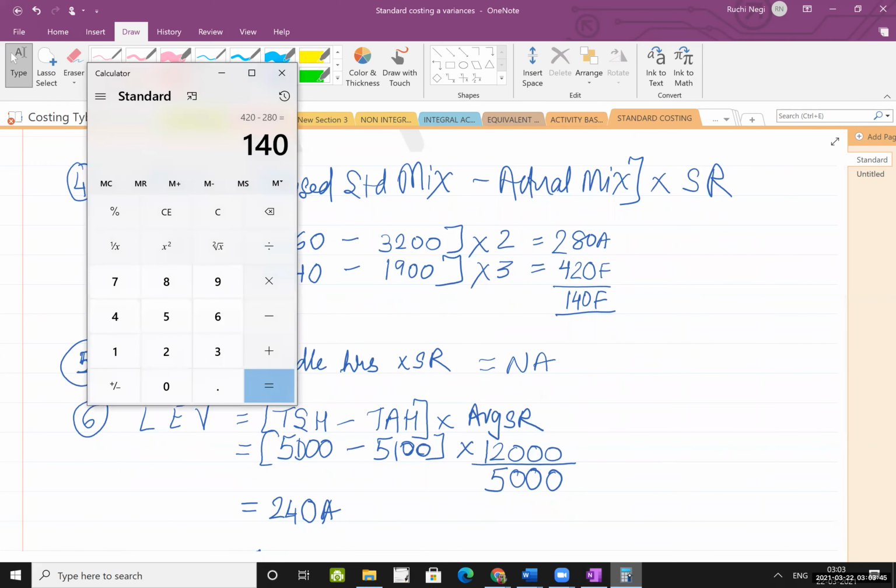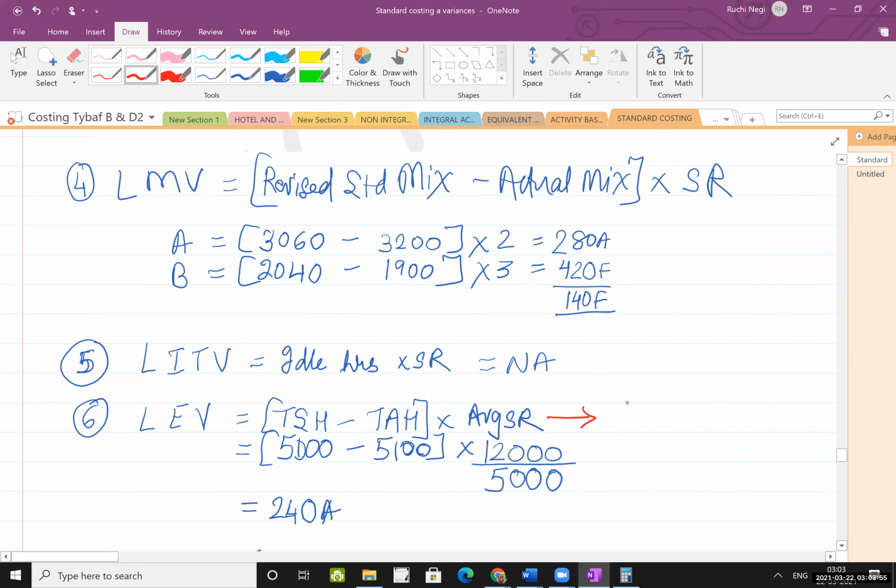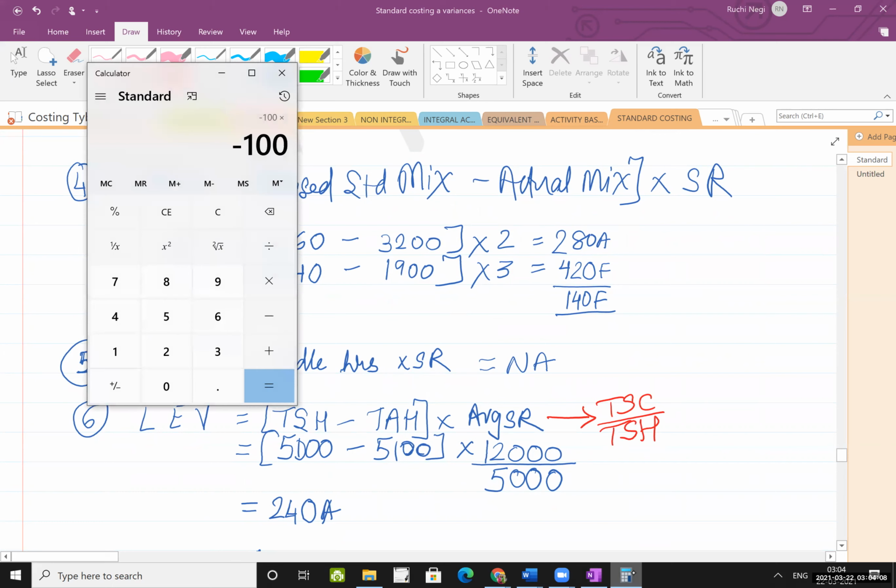Total standard hours minus total actual hours. So 5,000 minus 5,100 into. How do you calculate average standard rate? क्या फॉर्मूला है एवरेज स्टैंडर्ड रेट निकालने का? सेम है, टोटल स्टैंडर्ड कॉस्ट अपॉन टोटल स्टैंडर्ड आवर्स. Okay, so into 12,000 divided by 5,000, so 240 adverse.